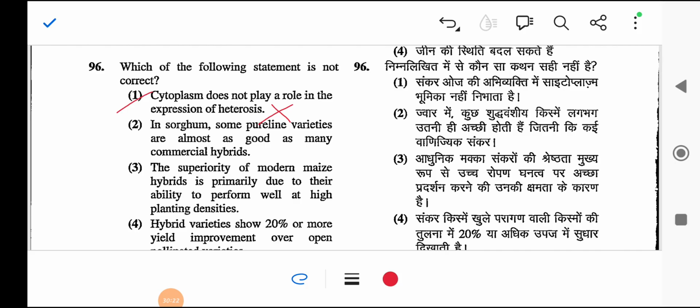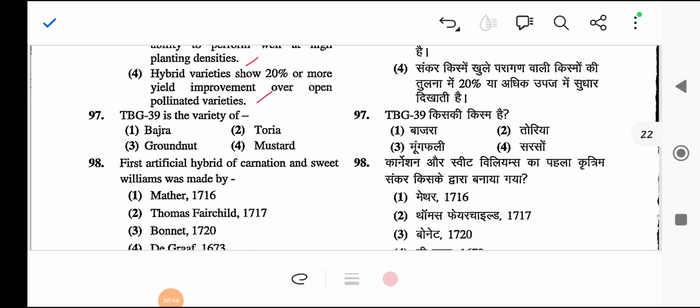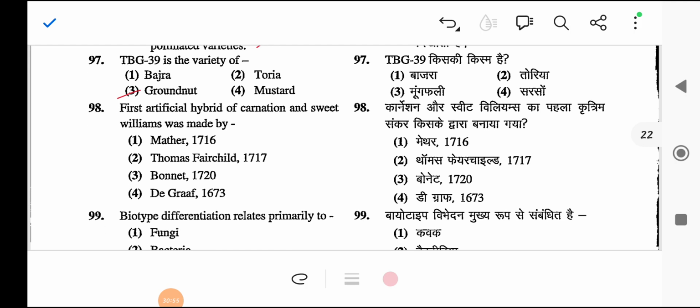Okay. Next is in sorghum, some pure lines varieties are almost as good as many commercial varieties. True. The superiority of modern maize hybrid is primarily due to their ability to perform well at high planting densities. True. Hybrids show 20% or more yield improvement over open pollinated varieties. This is also true. Next is TBG 39. TBG 39 is a variety of groundnut. Next is first artificial hybrid of carnation and sweet Williams was made by. So it was made by the scientist named Thomas Fairchild.